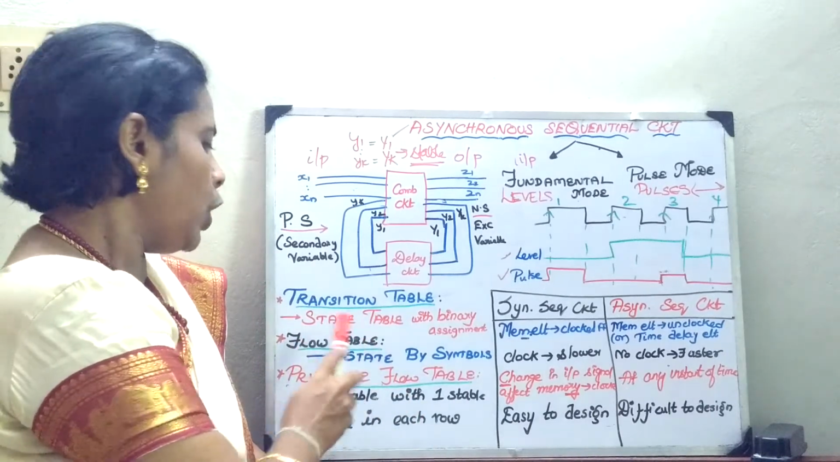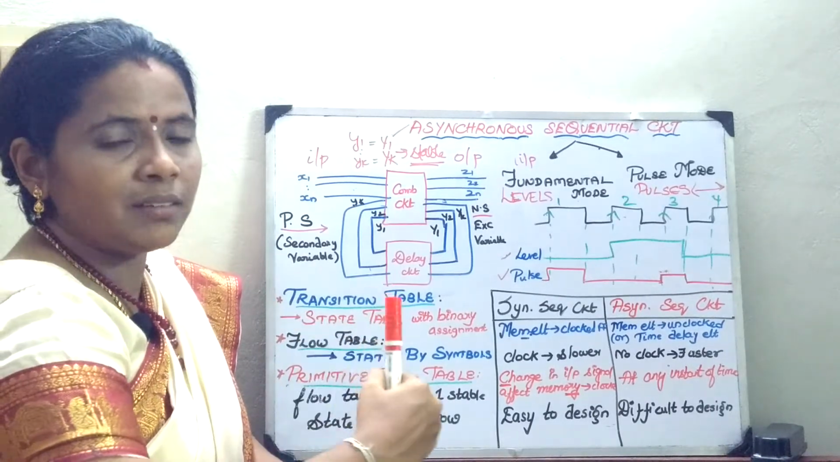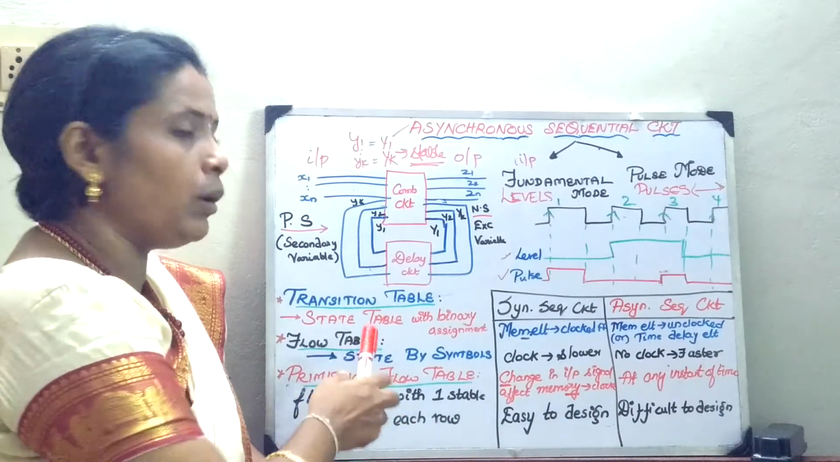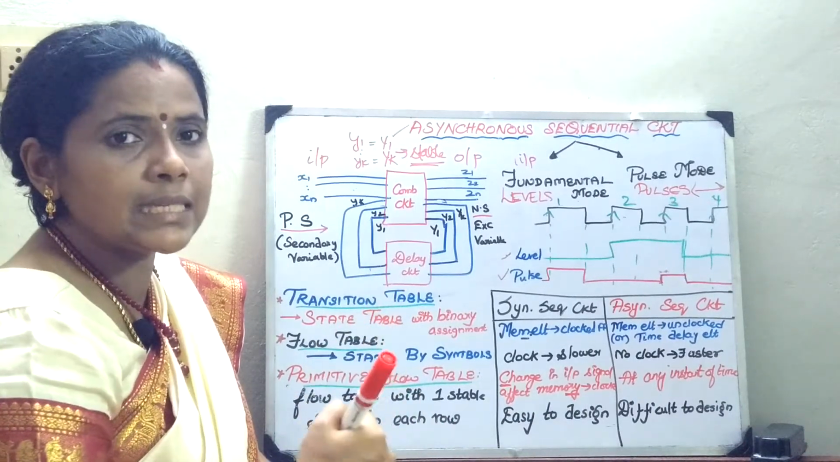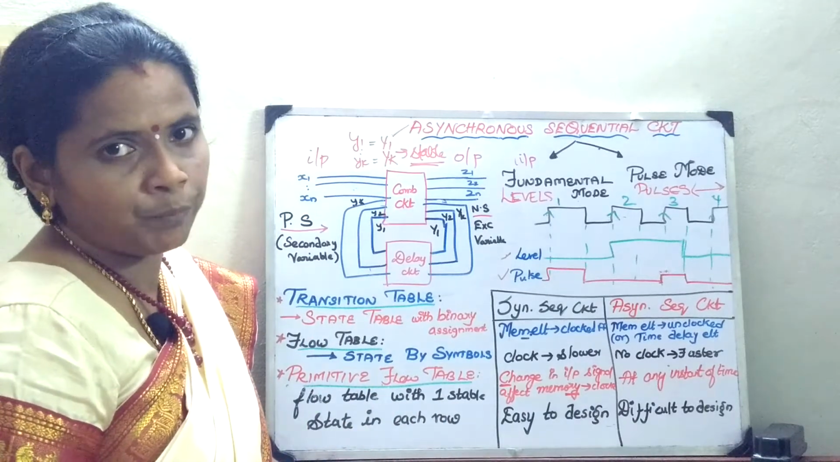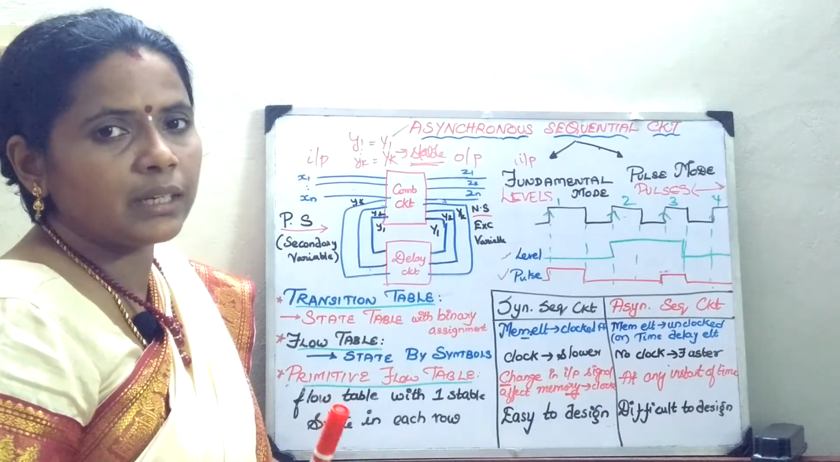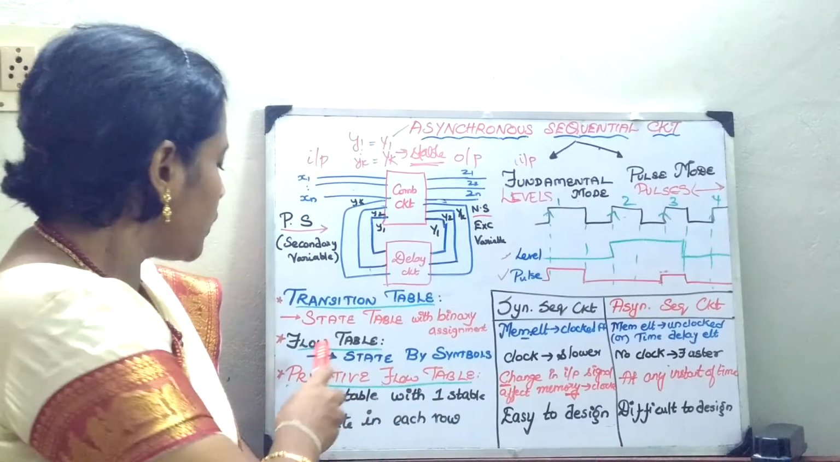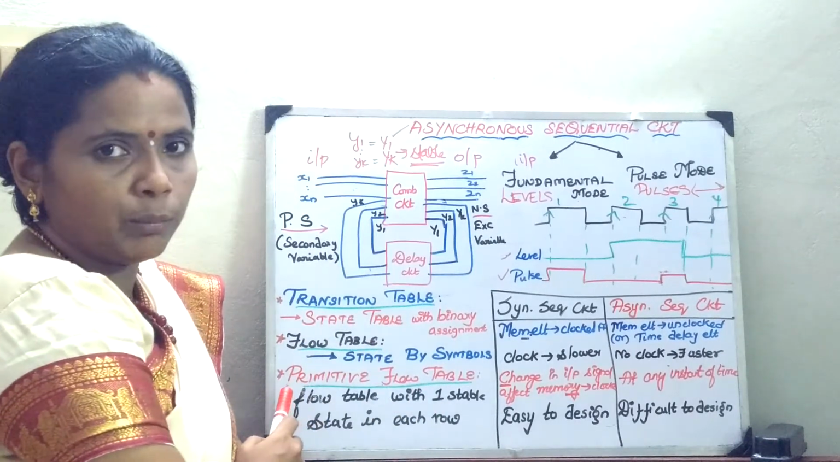Then it is the flow table. Once the transition table has been arrived at, we move on to the flow table, where we represent the states by symbols, like A, B, C, D. For 0 0 it is A, and like that we assign them. So that is called a flow table.